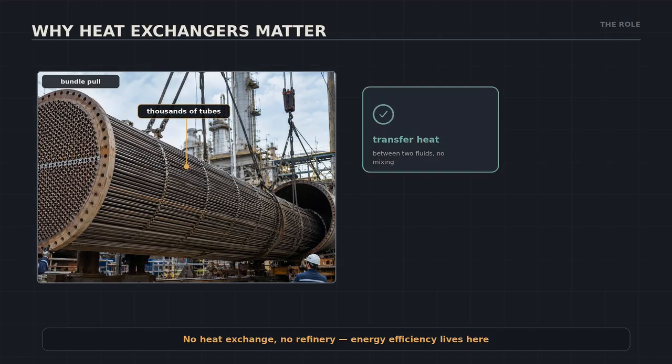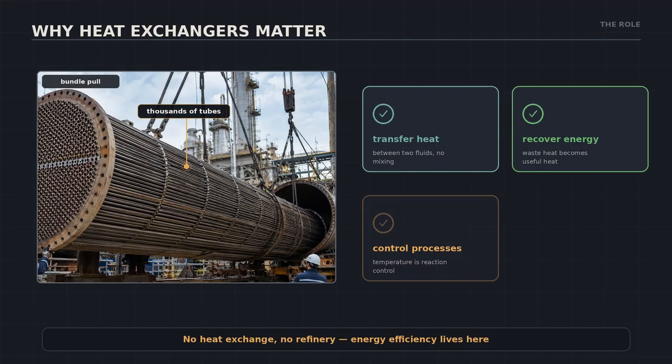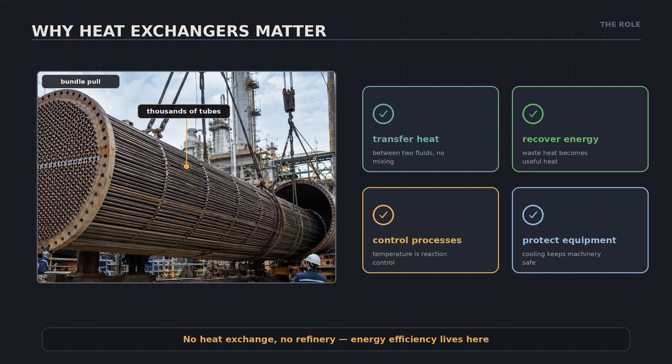A heat exchanger has one job: move heat from one fluid to another, without letting them mix. That simple function recovers energy that would otherwise be wasted, controls process temperatures, and protects machinery from overheating. When a bundle is pulled during a turnaround, you're looking at thousands of tubes, and every one of them is a pressure boundary.